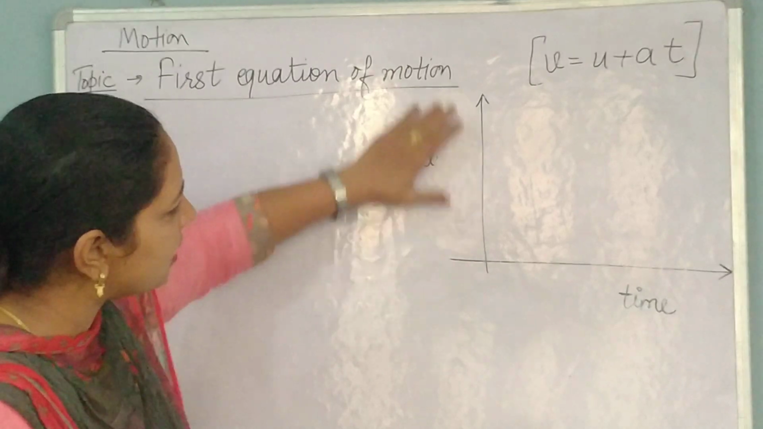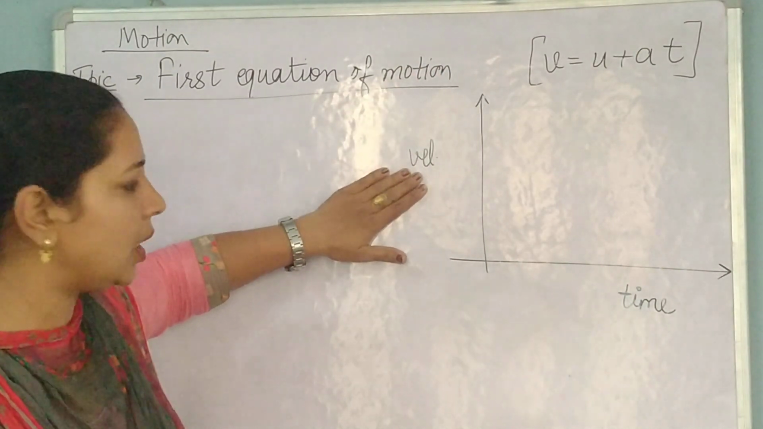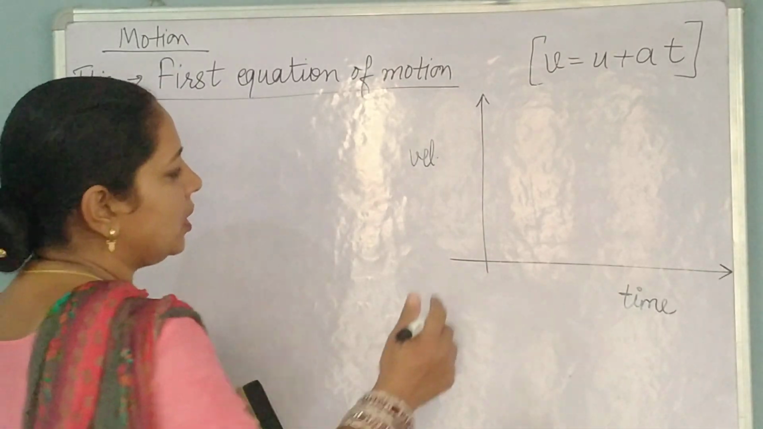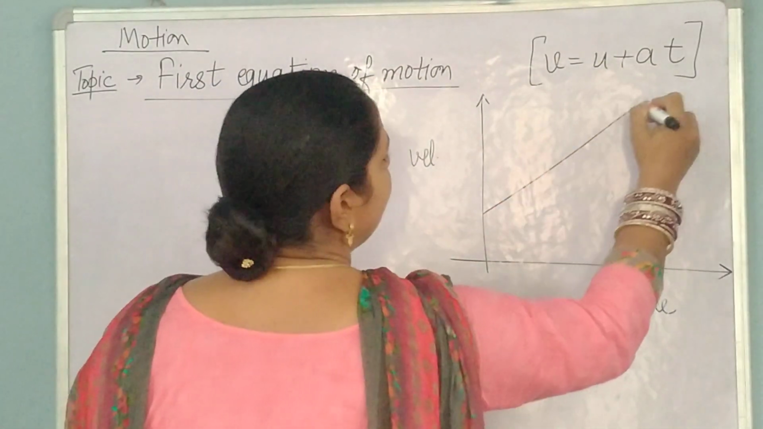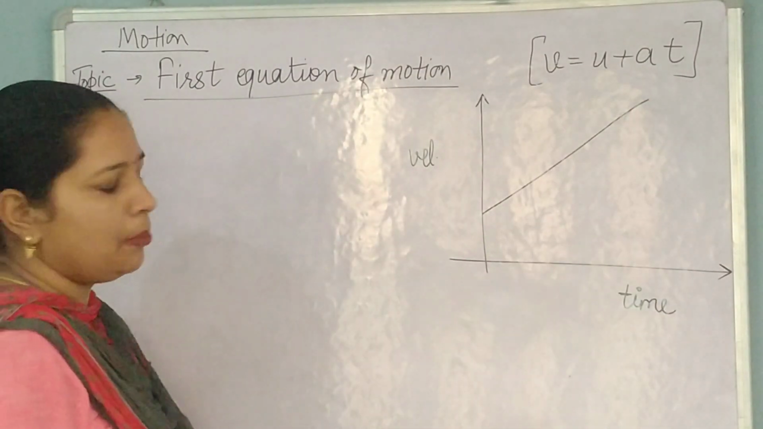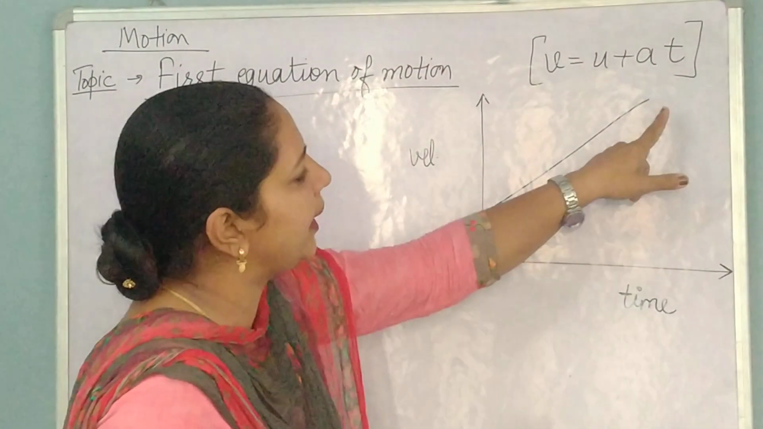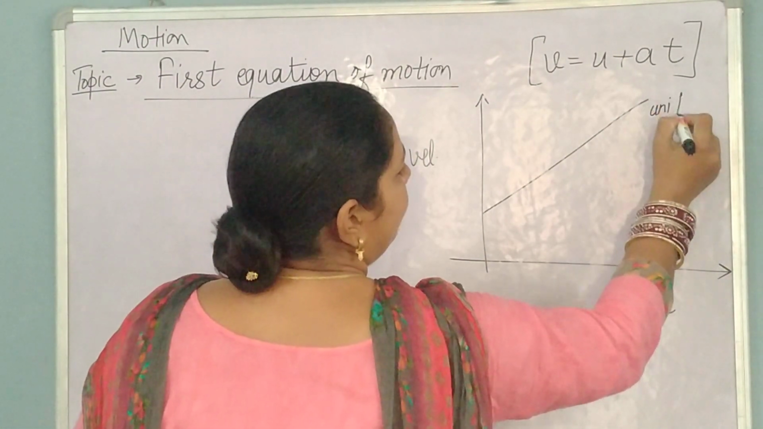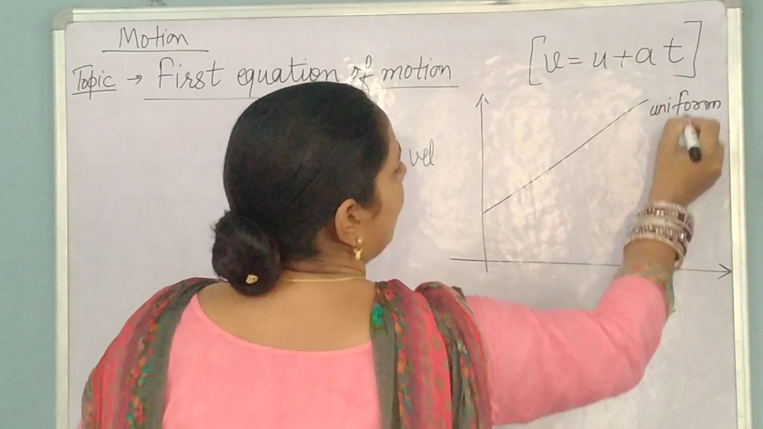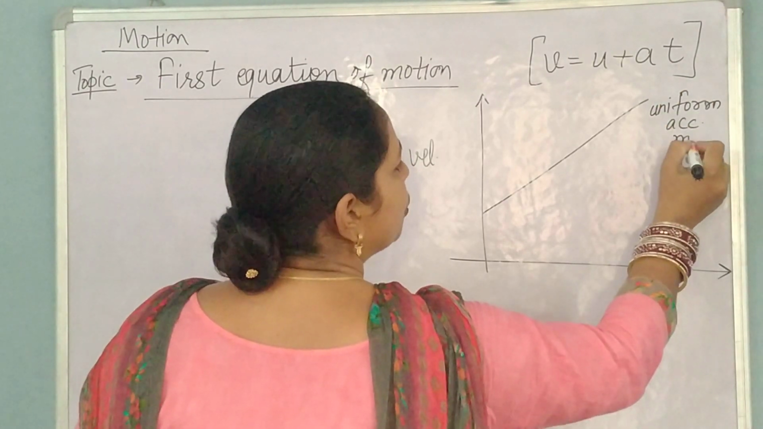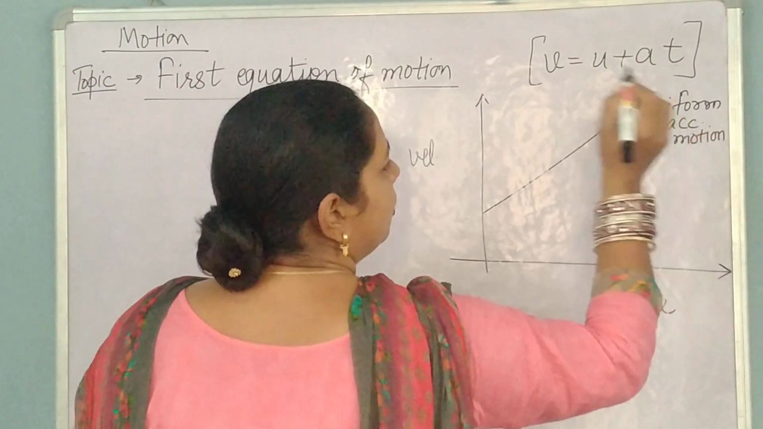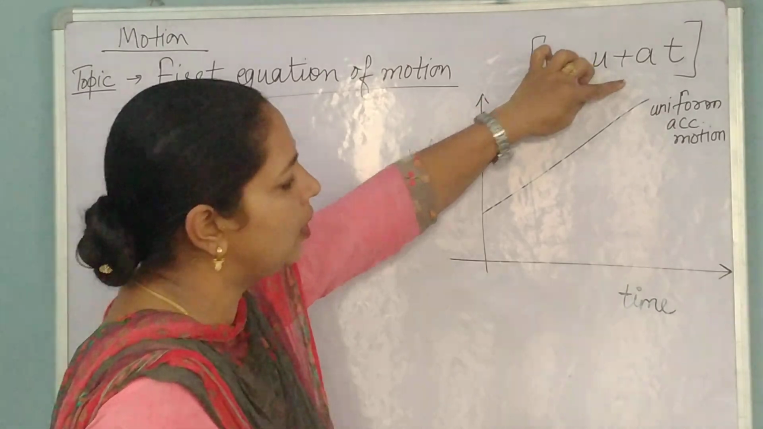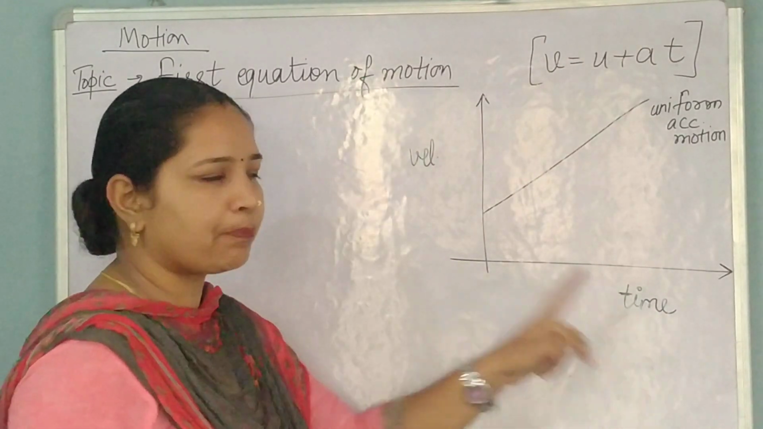Here along the y-axis we will represent velocity. On the x-axis we will draw time. And we will consider a uniformly accelerated motion, which means we will consider a straight line here. This straight line represents uniform accelerated motion. That means the velocity of a body changes in a uniform manner with respect to time.